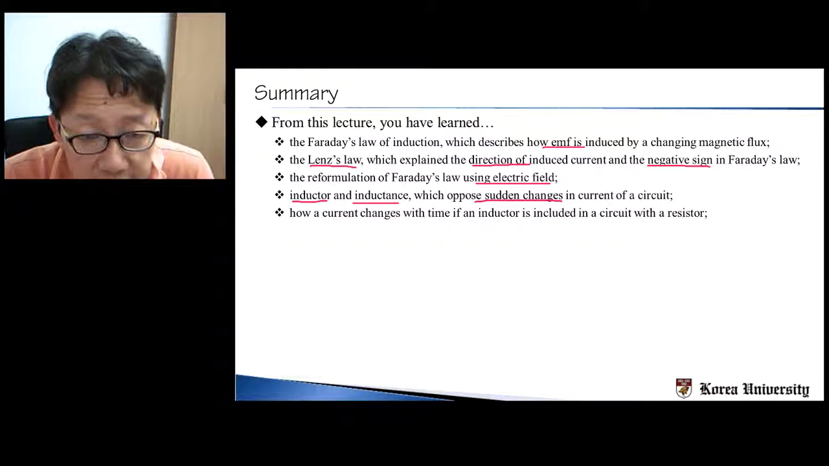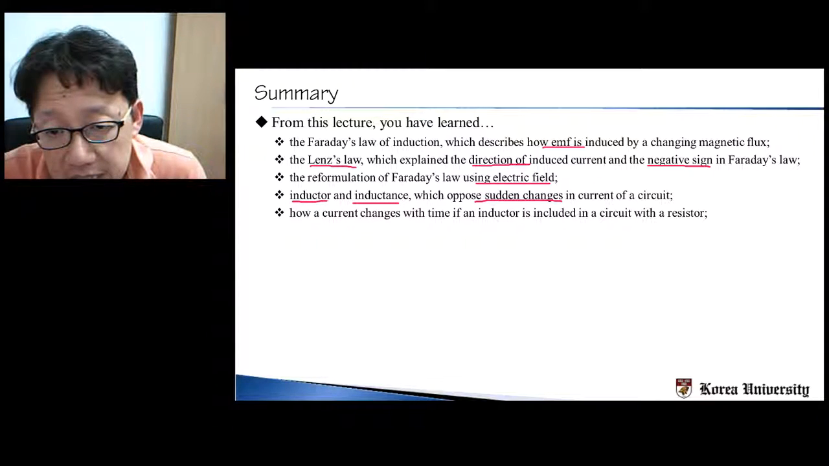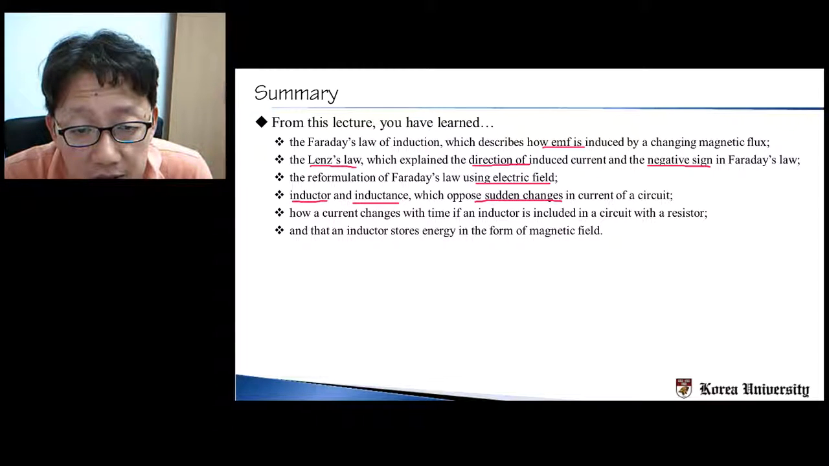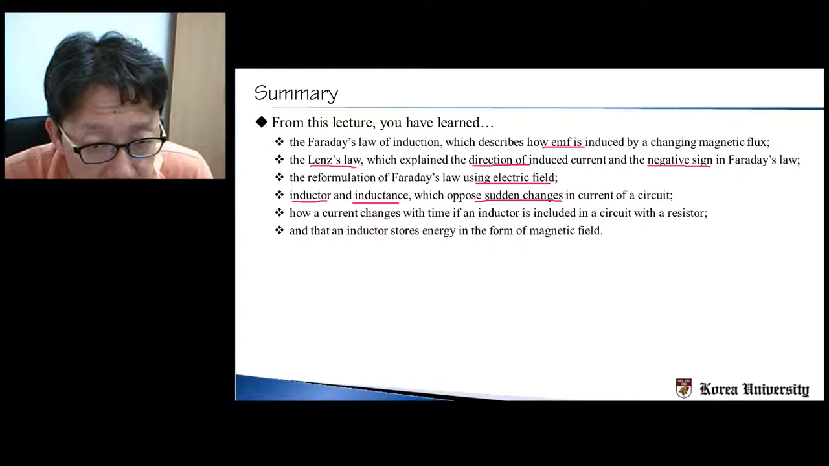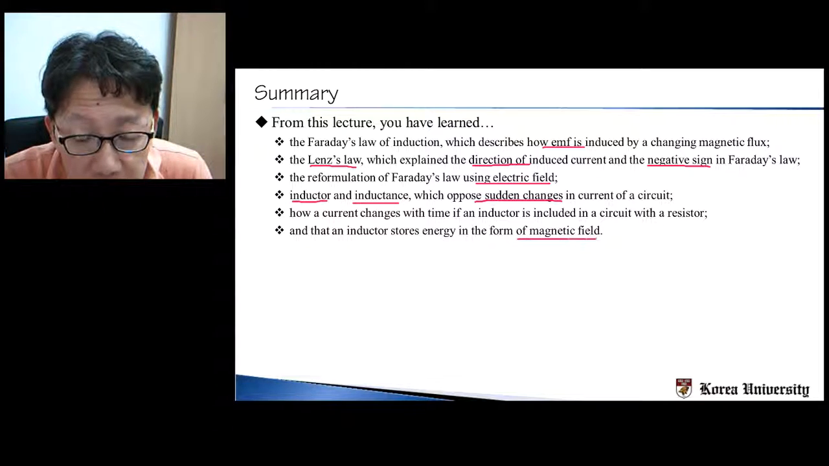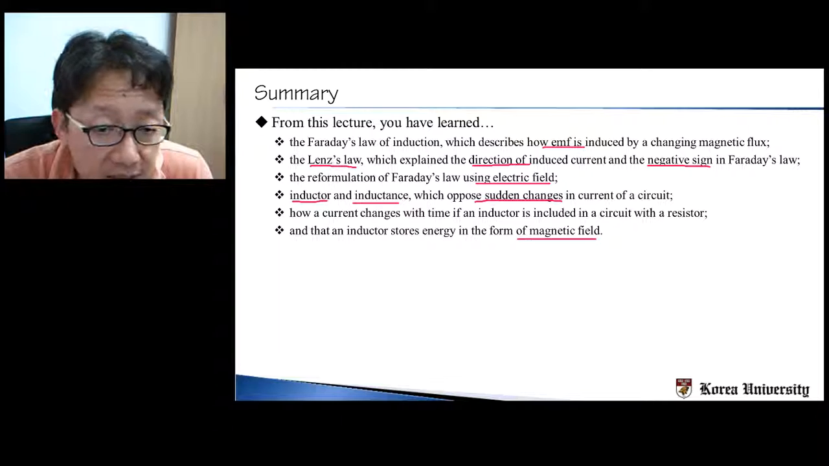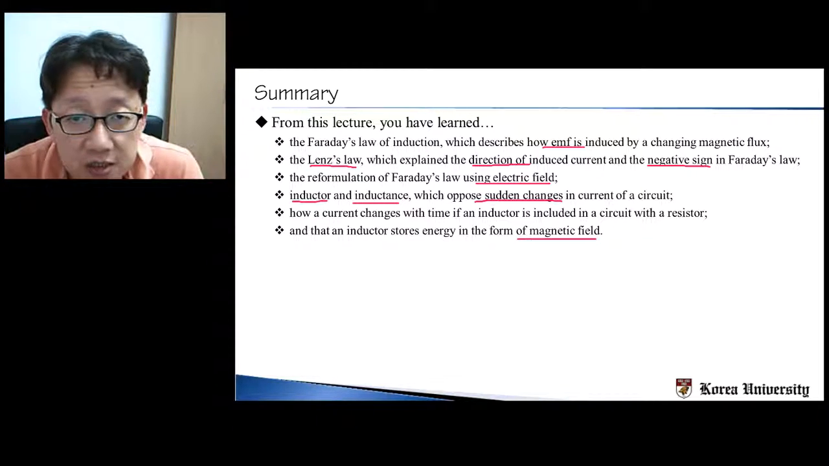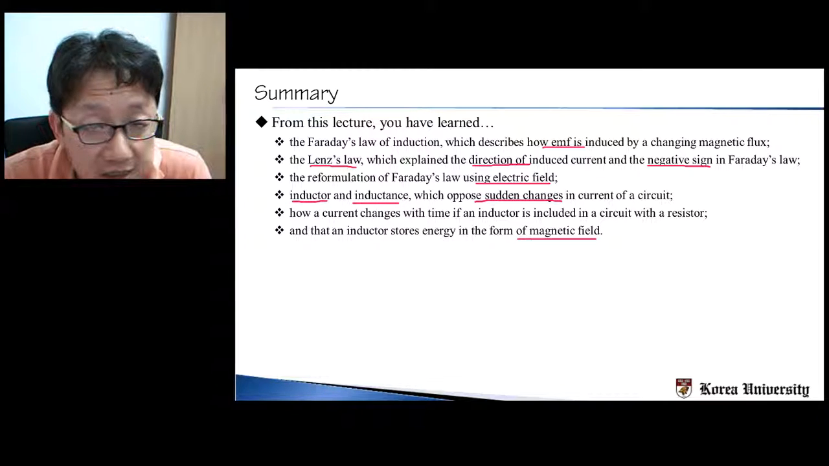And using this, we learned how a current changes with time if an inductor is included in a circuit with a resistor. And finally, we learned that an inductor stores energy in the form of magnetic field. In the next online lecture, we will study the continuation of what we have learned in this chapter.